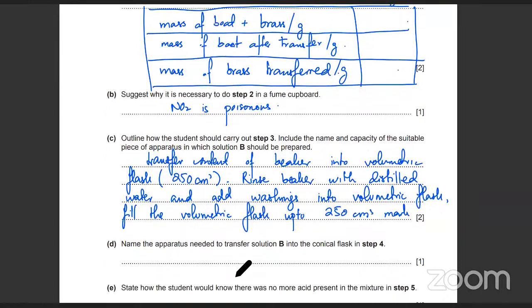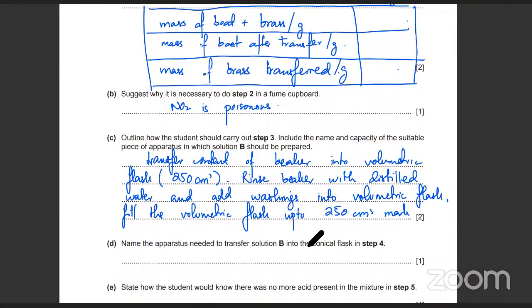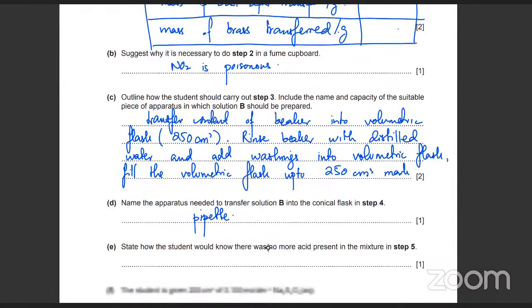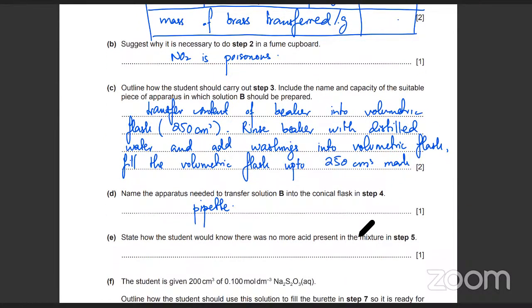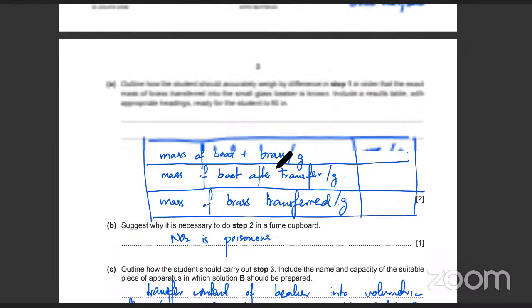Now the next one is: name the apparatus needed to transfer solution B into a conical flask. In that case, he was just looking for a pipette. 25 cm³ was transferred. State how the student would know there's no more acid present in the mixture in step number 5.